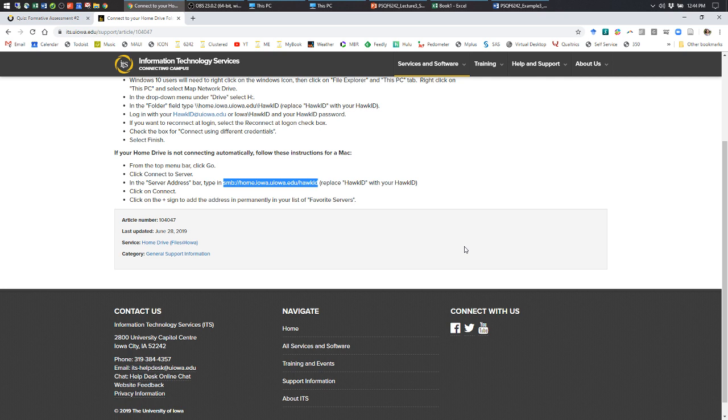Connect to server, do that, replace it with Hawk ID. That's my password. Yep, and it'll probably want your computer password. The Hawk ID's on top. Yeah, you'll probably have to re-enter a password to connect. I had to change my Hawk ID and it logged me in. It wasn't my Hawk ID, it was like my first and last name, so I thought it was my computer. So far, I got the H drive.